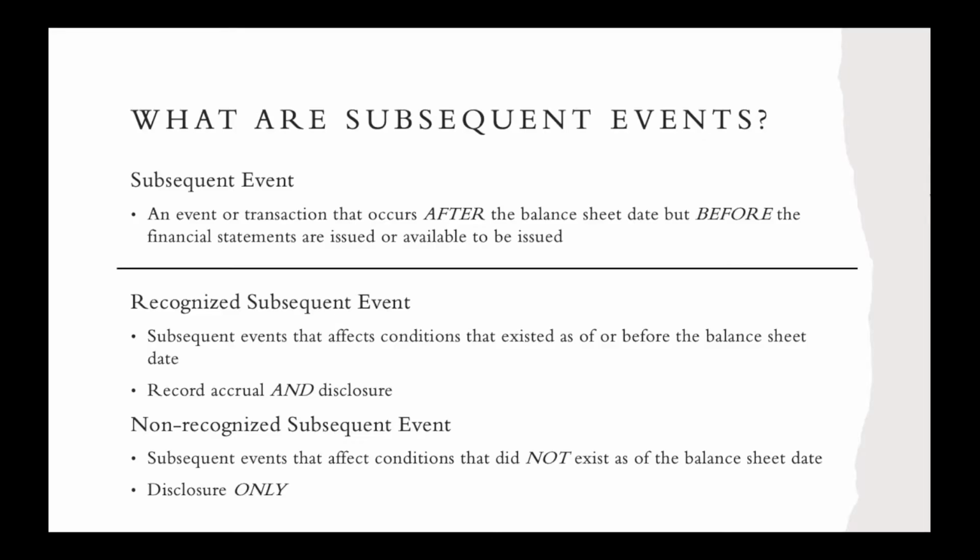So what exactly are subsequent events? Well, a subsequent event is an event or transaction that occurs after a company's balance sheet date, but before the financial statements are issued or available to be issued. Now, there are different types of subsequent events, two in particular: the recognized subsequent event and the non-recognized subsequent event. A recognized subsequent event is just an event that affects a condition that existed as of or before the balance sheet date. In these cases, you would record an accrual and make a disclosure.